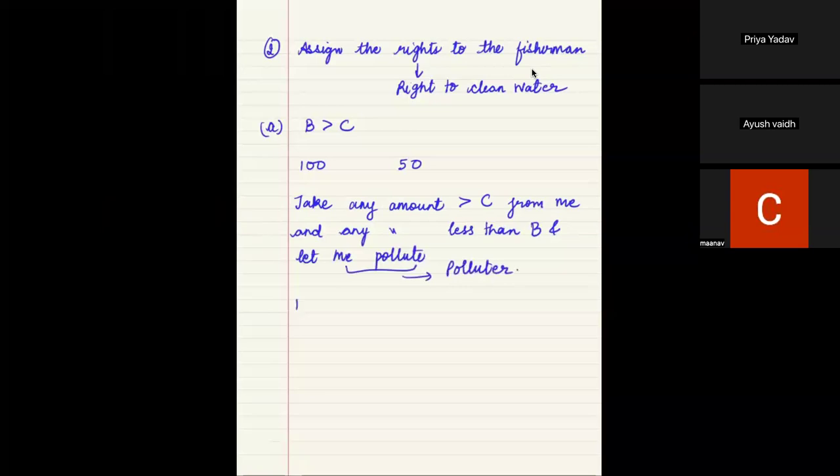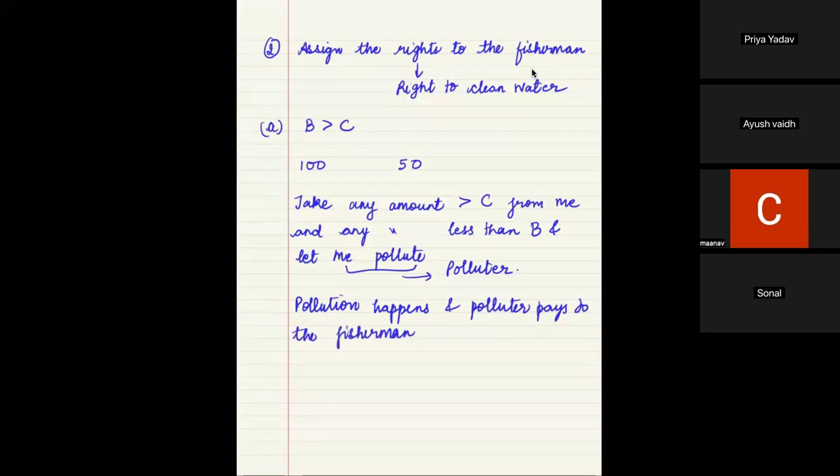So in this case, pollution happens and the polluter pays the fisherman. In the exam, they can ask you how much payment he would pay. So in this case, he would be willing to pay anything that is greater than C and anything that is less than B. So if I am causing pollution, which is creating benefits for me, obviously I will be willing to pay less than this.